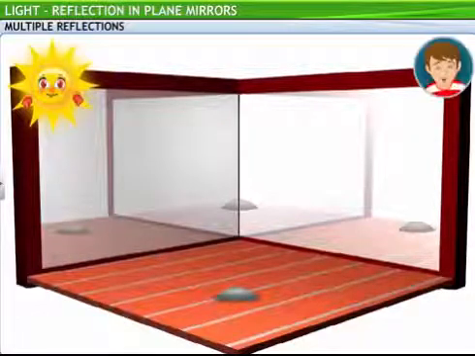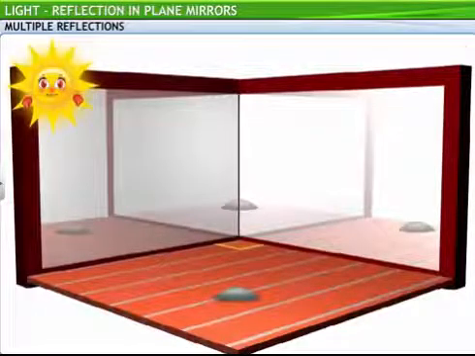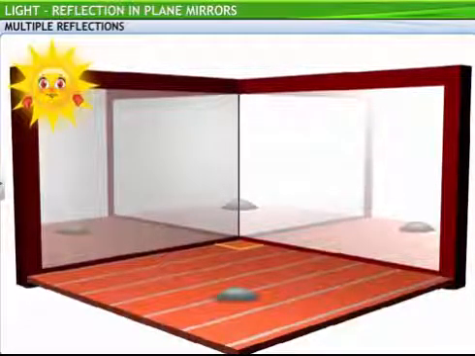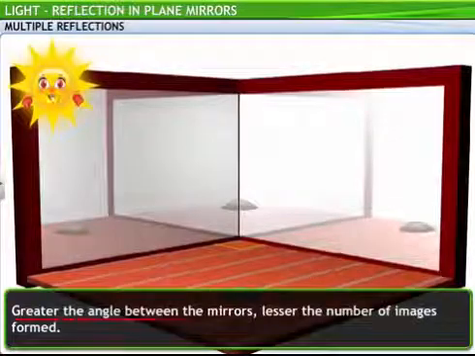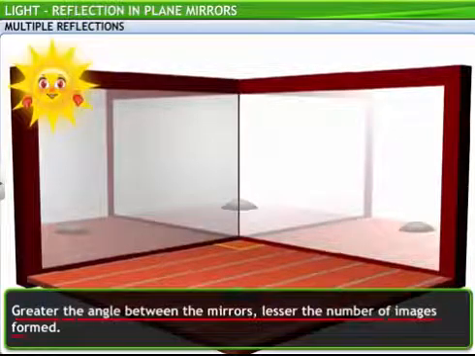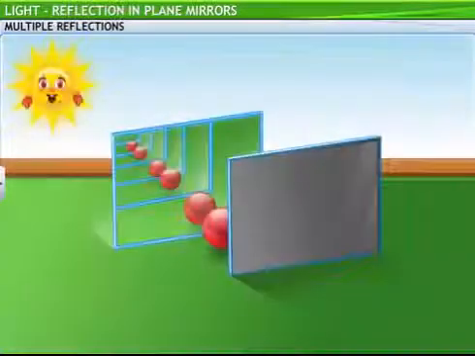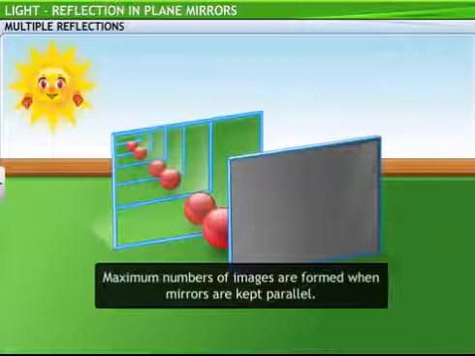But why only 3 images this time? The number of images depends on the angle between the mirrors. The greater the angle between the mirrors, the lesser the number of images formed. Therefore, infinite images are formed when mirrors are kept parallel.